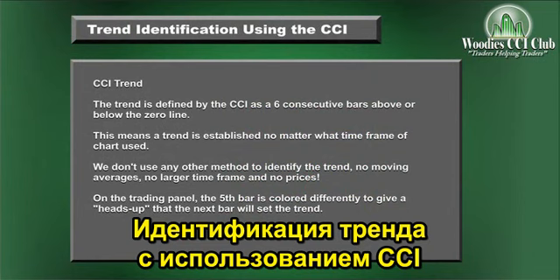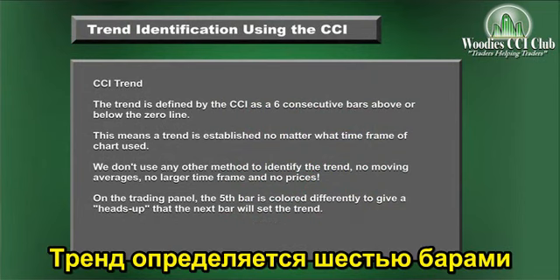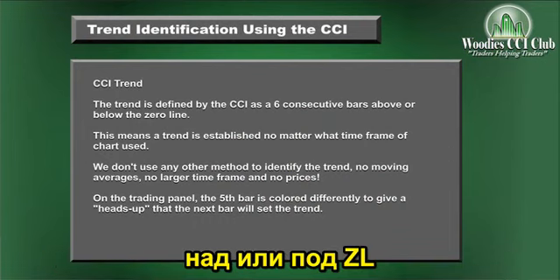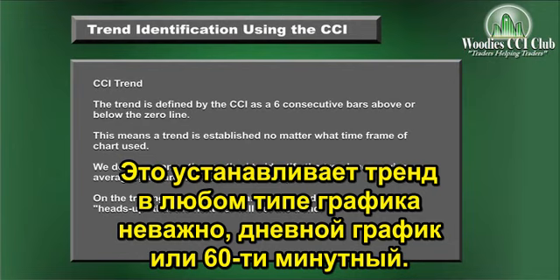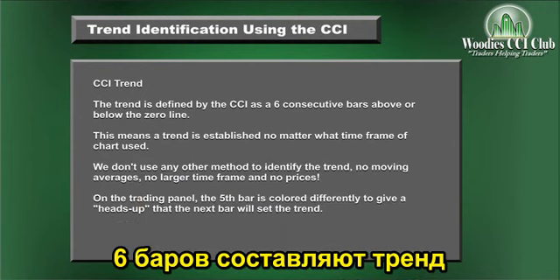Trend identification using the CCI: the trend is defined by 6 bars above or below the 0 line. That sets the trend, and that is on any type of chart. It doesn't make a difference whether it's a daily or 60 minutes. 6 bars sets the trend.